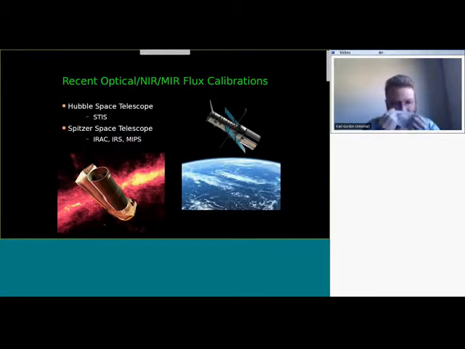I want to give a historical view of what's been done with a couple of space telescopes, to show the shoulders we're standing on. We always stand on the shoulders of the pre-work. In particular, I'll pick out the Hubble Space Telescope and the Spitzer Space Telescope, as the telescopes that JWST overlaps with most strongly.